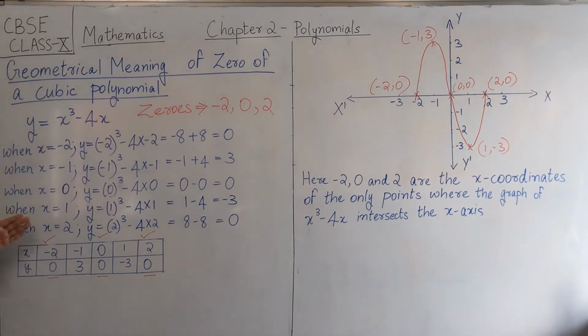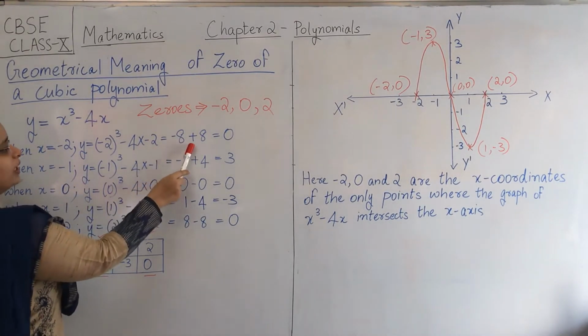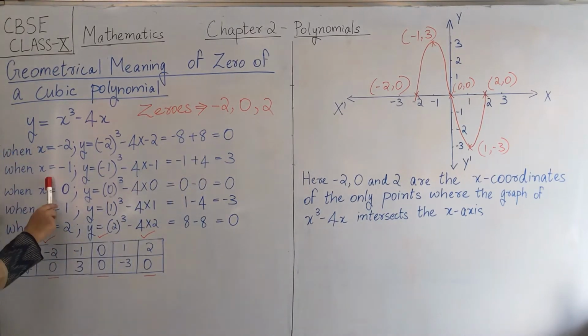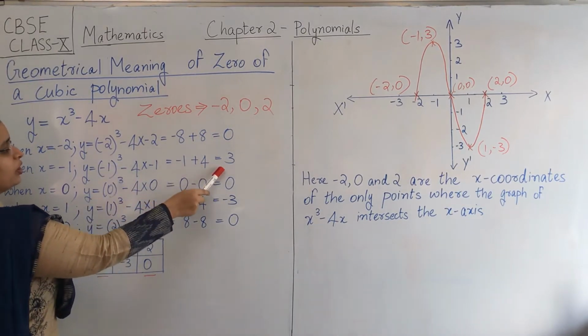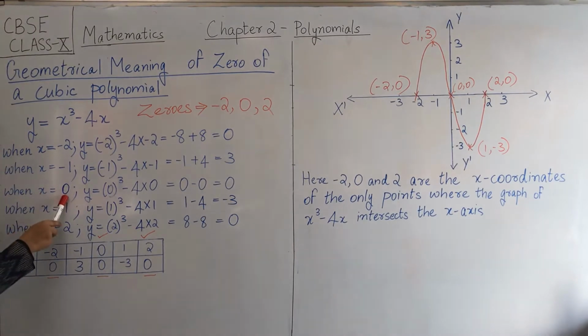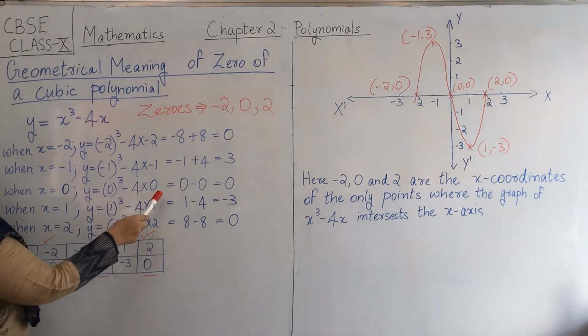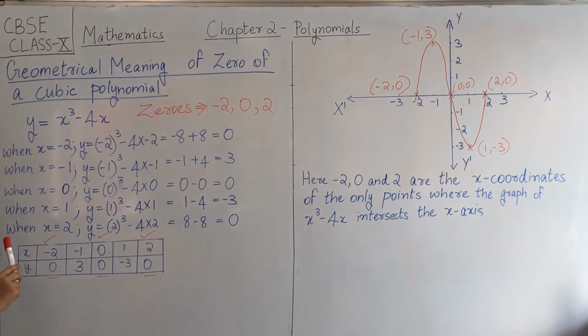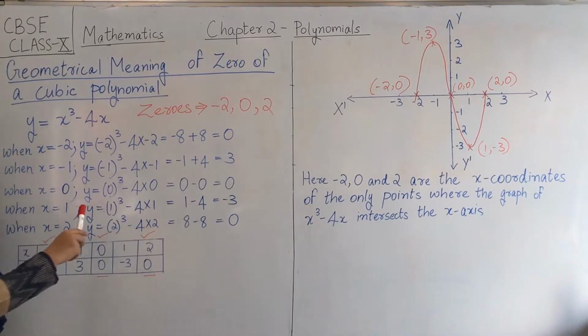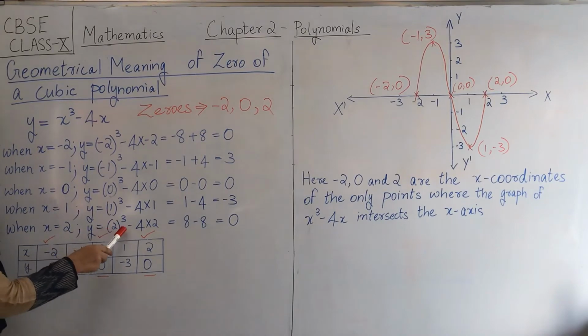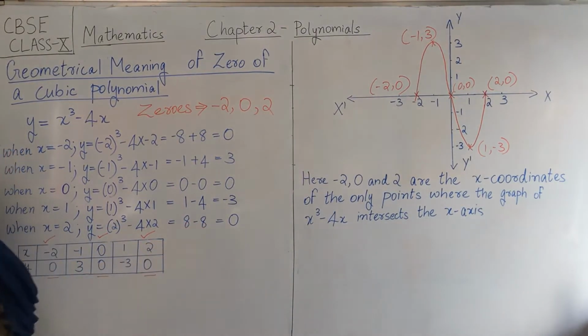And here we are substituting various values for x to find the corresponding values of y. First let x equal minus 2, then y equals (minus 2) cube minus 4 into minus 2, equals minus 8 plus 8, equals 0. Then x equals minus 1, y equals (minus 1) cube minus 4 into minus 1, equals minus 1 plus 4, equals 3. Then x equals 0, y equals 0 cube minus 4 into 0, equals 0. Then x equals 1, y equals 1 cube minus 4 into 1, equals 1 minus 4, equals minus 3. Then x equals 2, y equals 2 cube minus 4 into 2, equals 8 minus 8, equals 0.